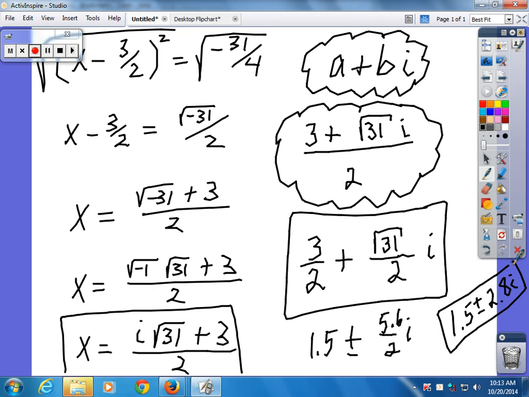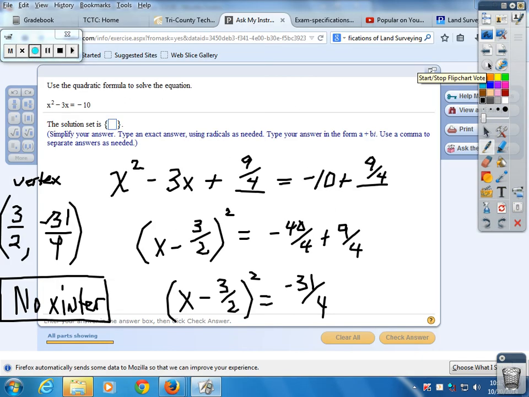Okay. Well, what is the solution set? There is no solution set because the solution set is a 25-cent word for what? X-intercepts. So you need to write that down. Where do I put it? You're going to have to put this right here.